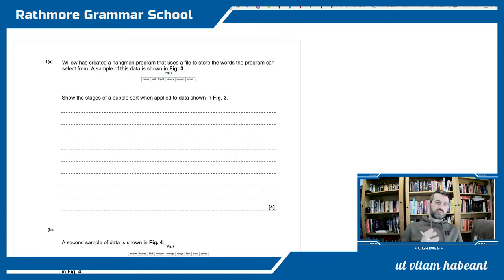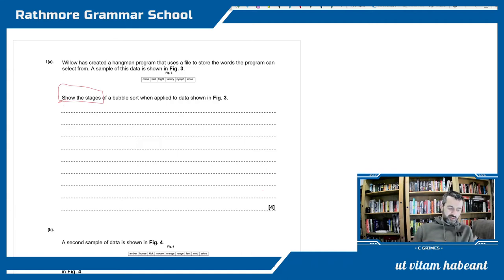Now, this was focused on the bubble sort, and you remember we are iterating through the array and making a comparison with the element to its right. If the element to the left is greater, we need to make our swap. Now here are some common errors: people didn't show the stages. That's what the question was. There were four marks, therefore there are four stages.